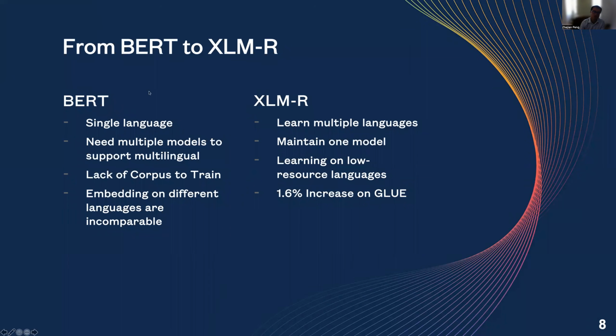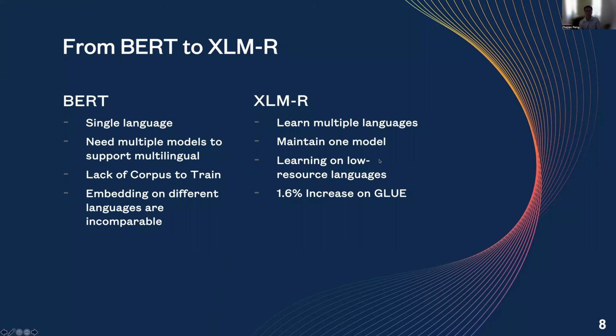BERT is used mostly for a single language, and you need to maintain multiple models to support multilingual. And for some languages that have a smaller corpus, it's harder to train a good BERT. Finally, embeddings in different languages are not comparable because they're trained on different models.